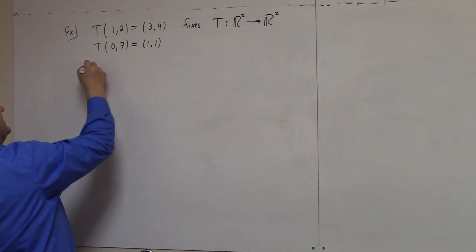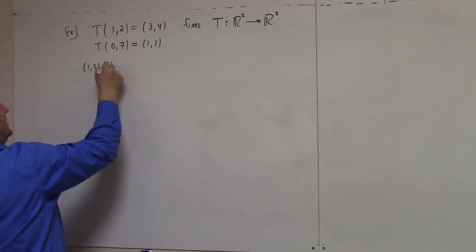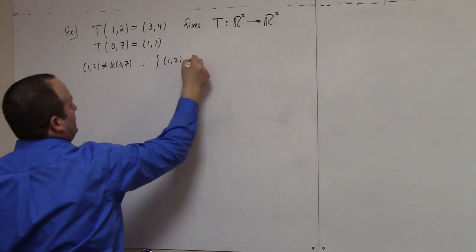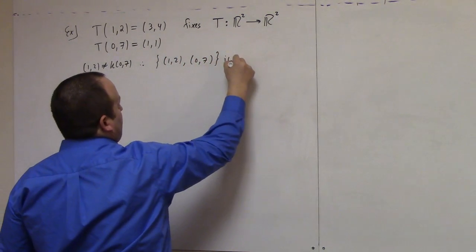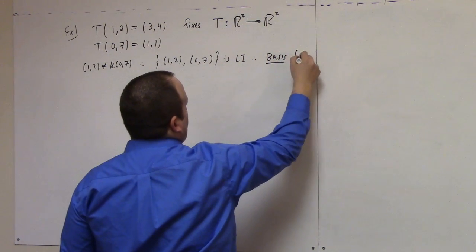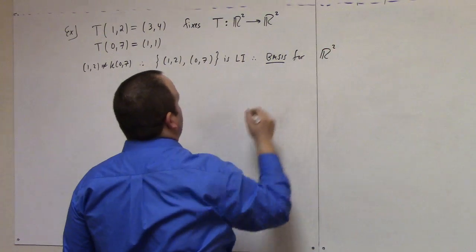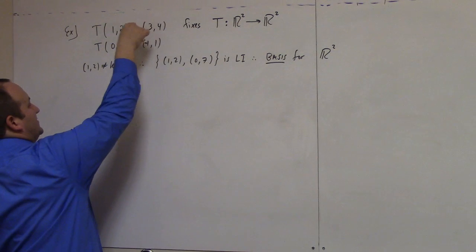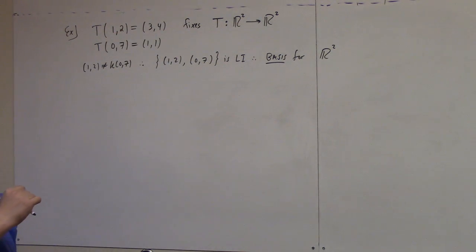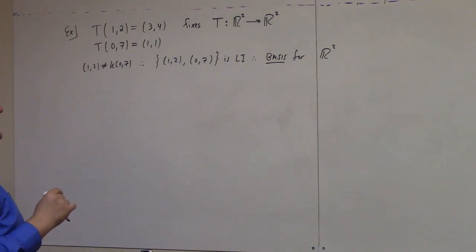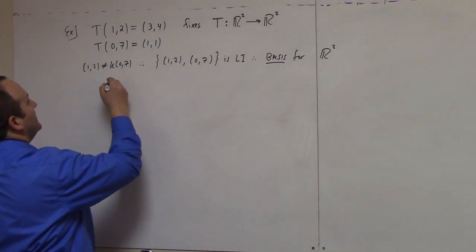You can easily see that (1, 2) is not equal to k times (0, 7), right? So the set containing (1, 2) and (0, 7) is linearly independent, and therefore a basis for R2, which is two-dimensional. So if I have two things, I've got a basis. And so knowing what (1, 2) maps to and what (0, 7) maps to tells me uniquely what T is. Now, you're like, okay, so what is T? Well, then I'm actually going to have to do some calculation. Fine, you got me.